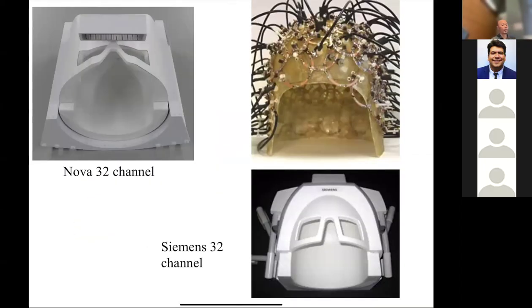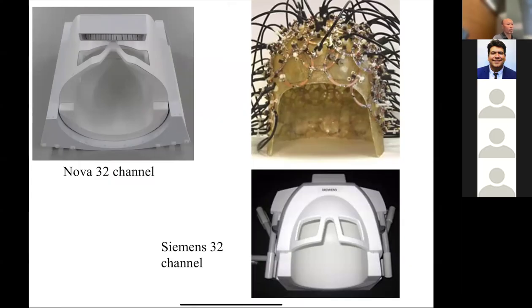This is another example, and it's interesting because it shows you how MRI is a very different culture from CT. In CT, most of the innovation is still done in industry. In MRI, most of the innovation is done in academia, by people like you.